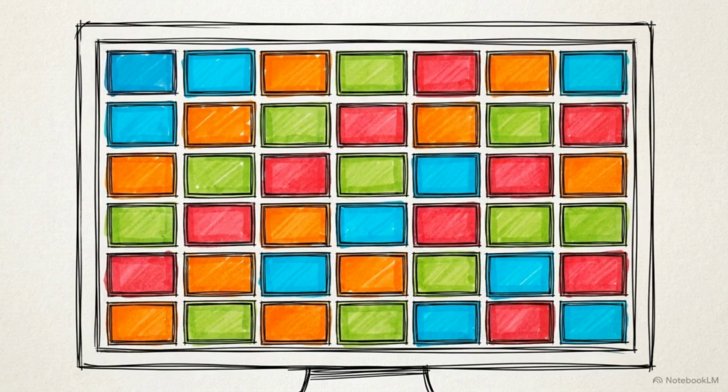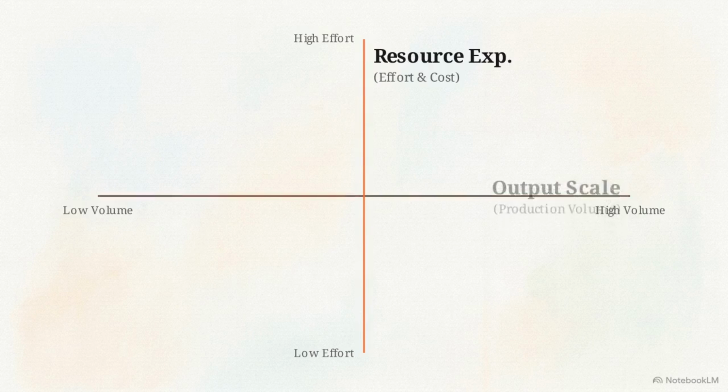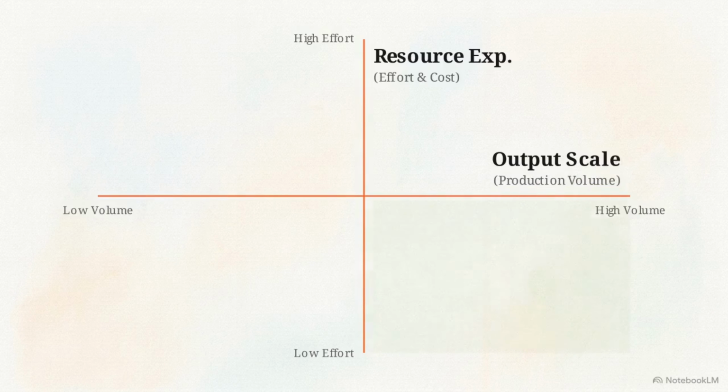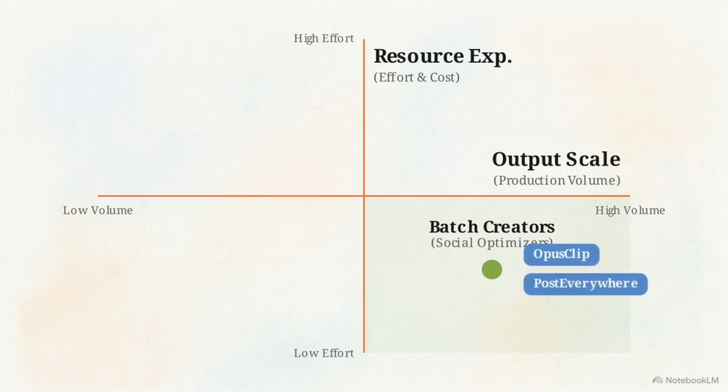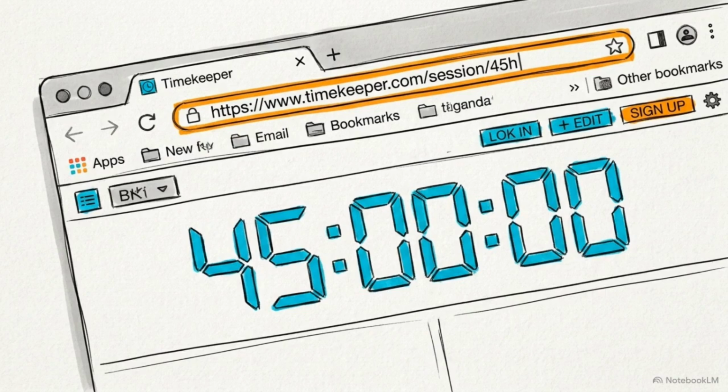Your entire focus is generating a high volume of short-form content. This chart maps exactly how these tools scale. We plot effort and cost on the y-axis against production volume on the x-axis. For social optimizers, ideal tools live in the bottom right corner, delivering high volume for low effort, like OpusClip and Post Everywhere. If you use a clipping tool like OpusClip, the workflow requires a specific input.